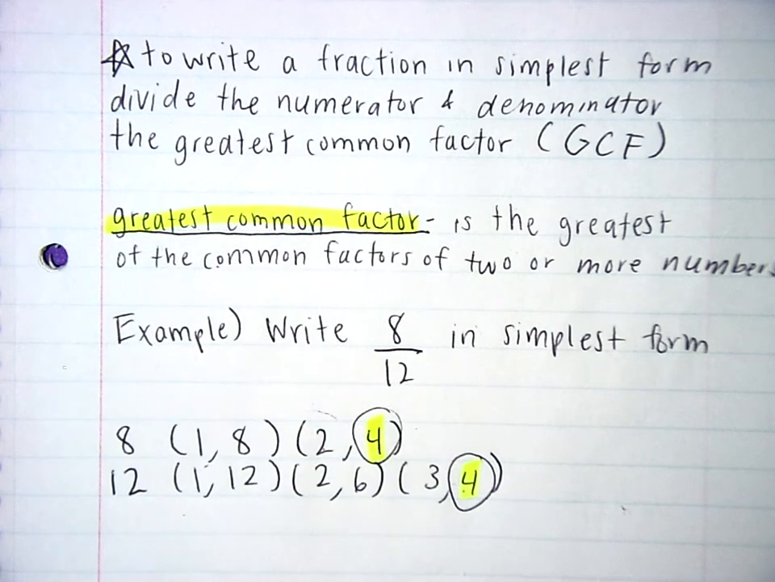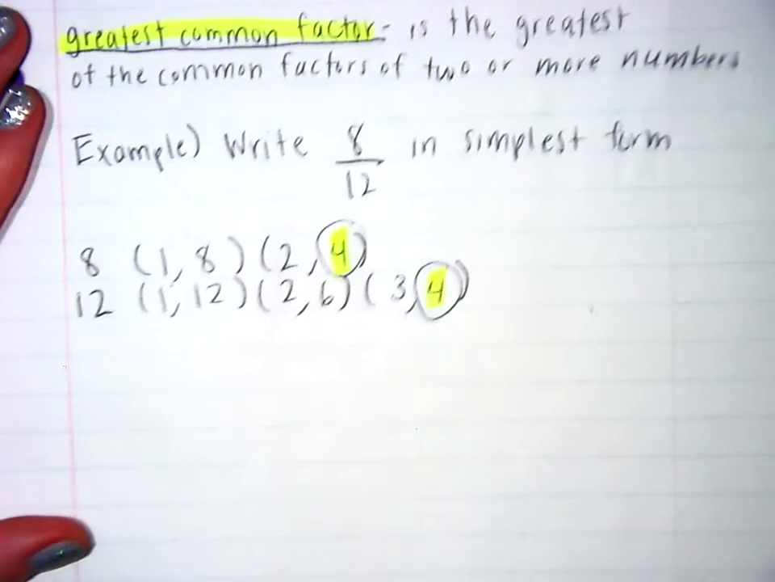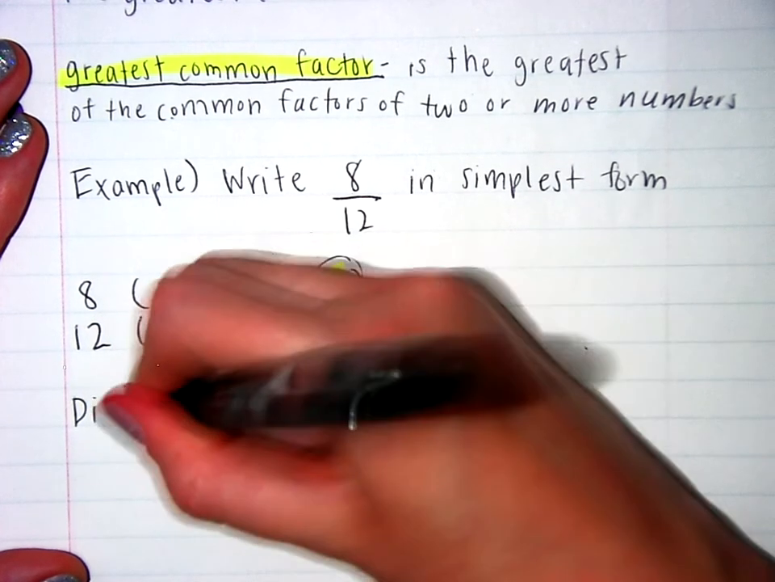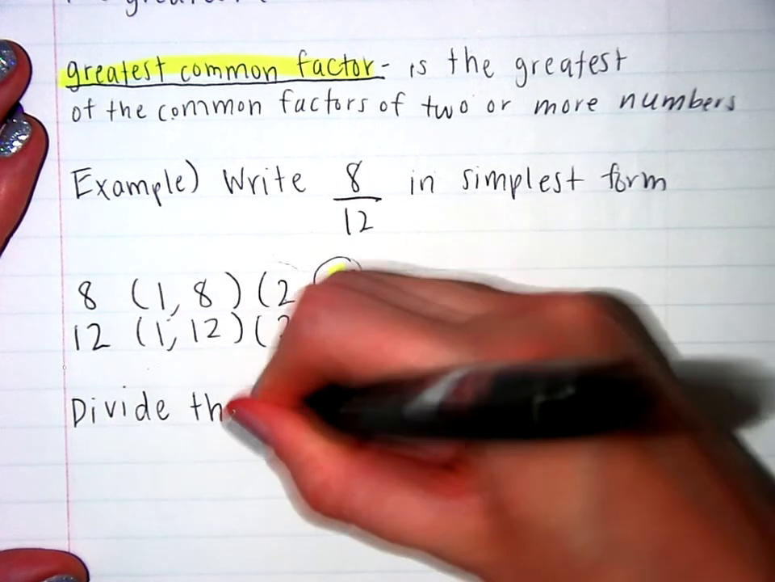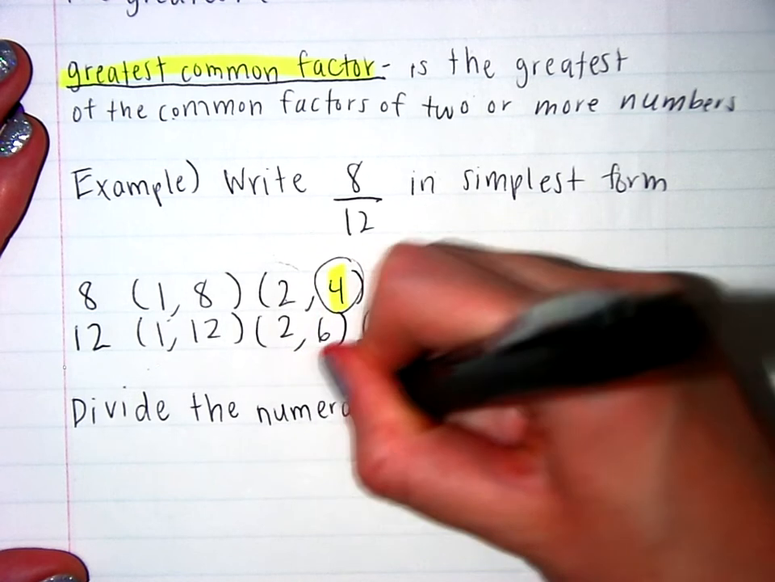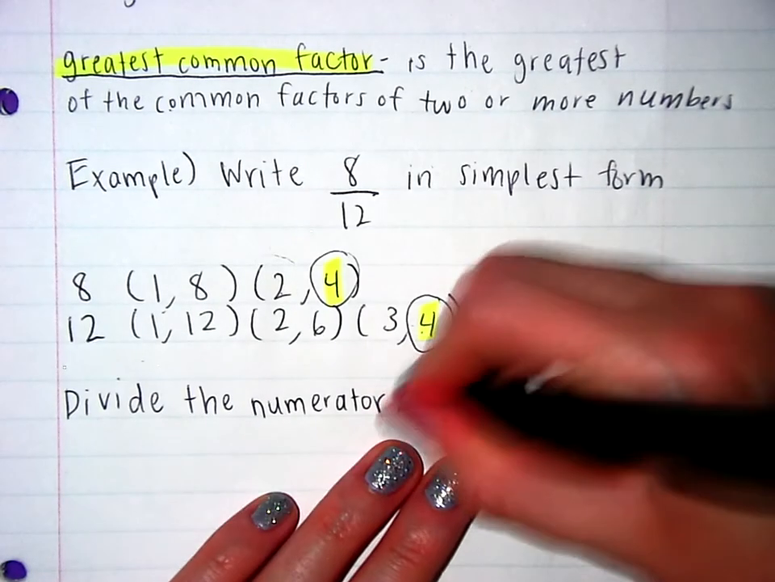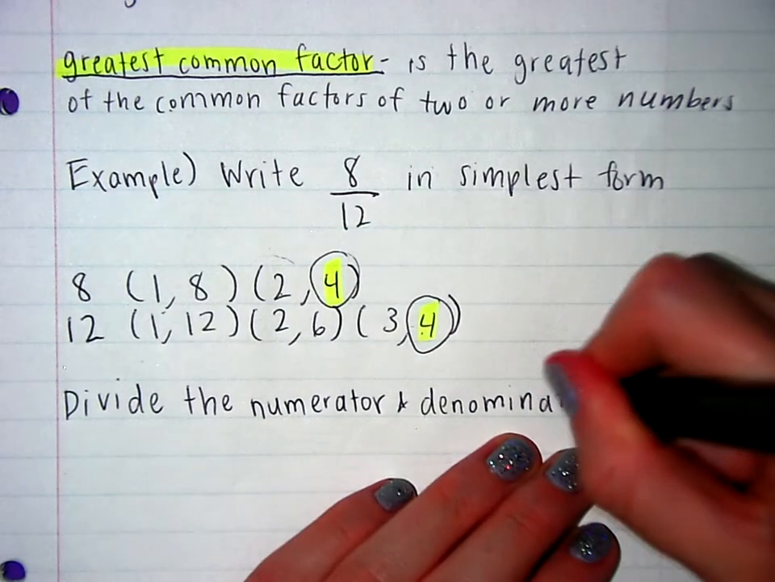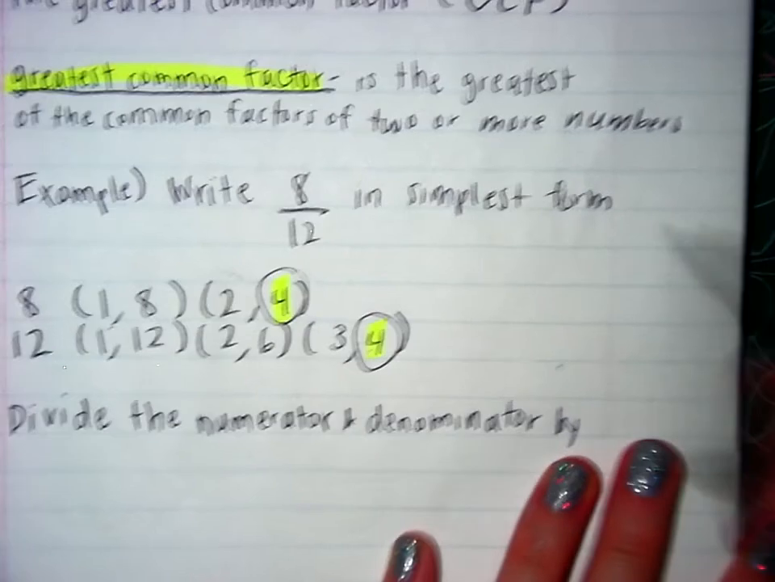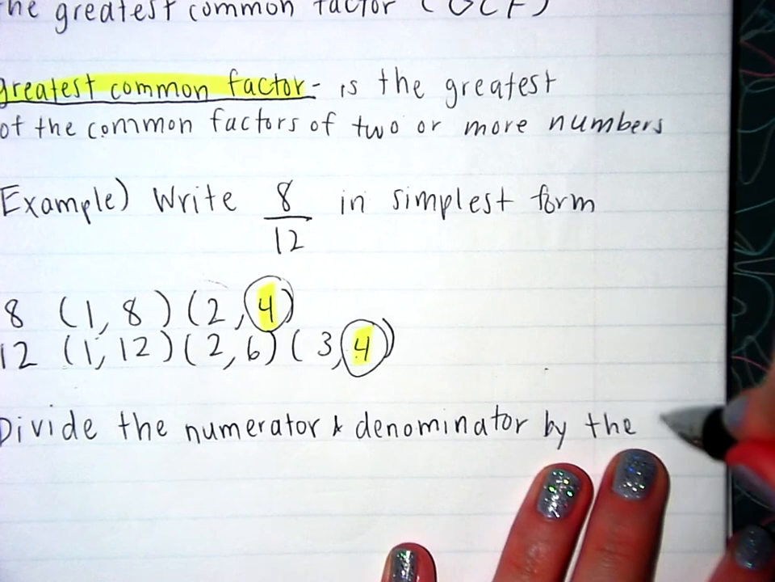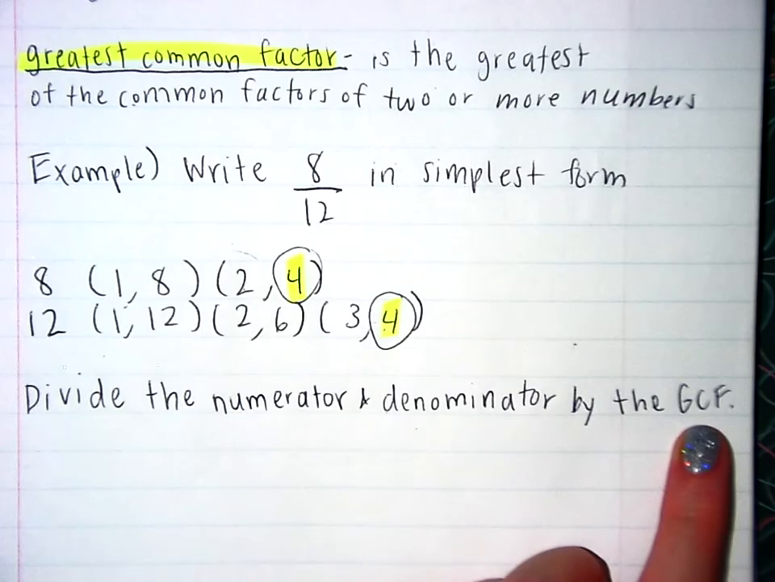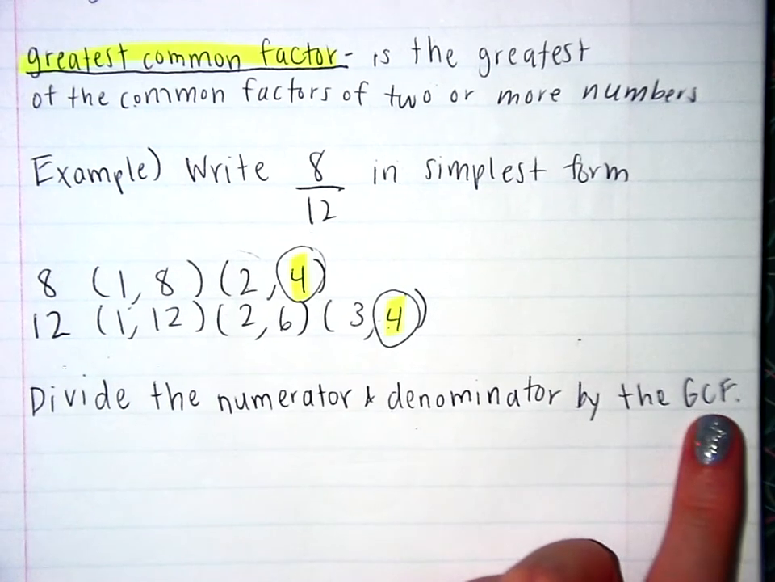So in order to put it in simplest form, now you are going to divide the numerator and denominator by, and remember the acronym, the GCF. GCF here stands for greatest common factor. It's just harder because I ran out of room, but that's what it stands for.